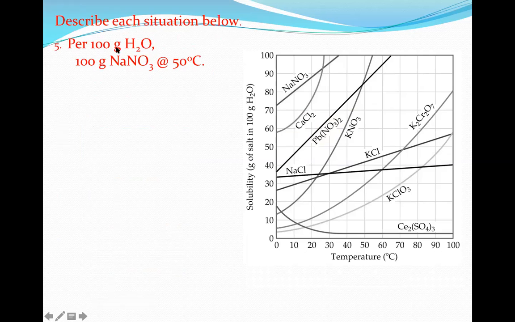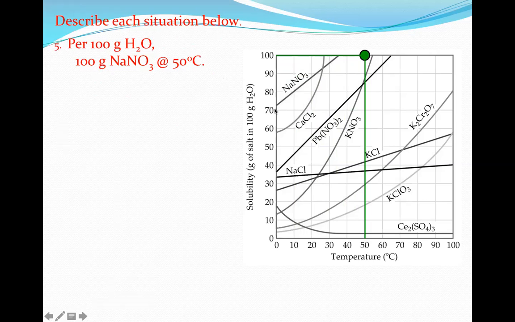For every 100 grams of water, remember that's what our rules say on here, how much dissolves? I want to know how soluble is 100 grams of sodium nitrate at 50 degrees Celsius. All right, 50 degrees Celsius and 100 grams of sodium nitrate right there. Now, let's take a look at this. Sodium nitrate. Oh dear, my line ends with the graph.